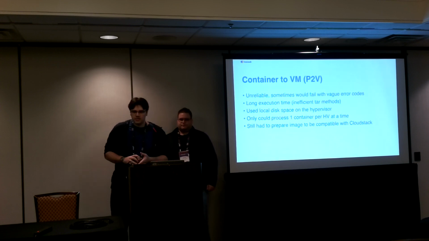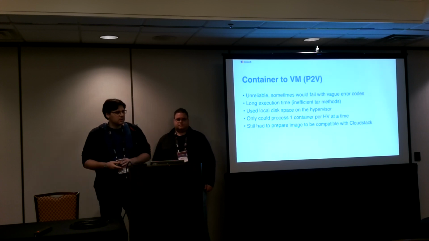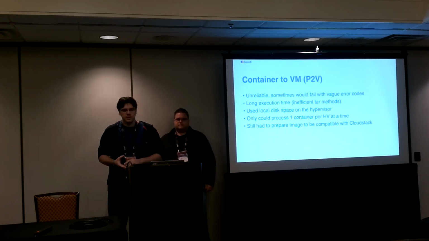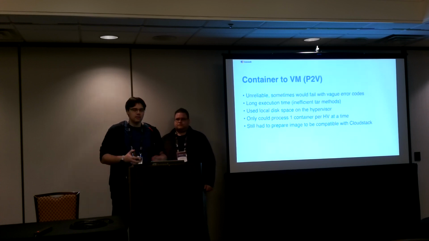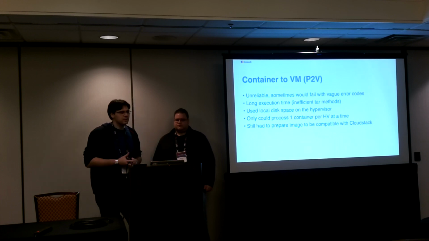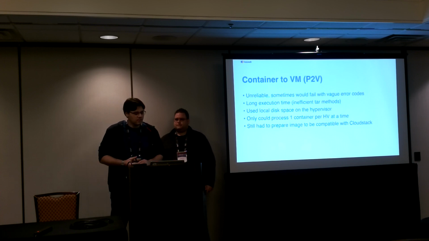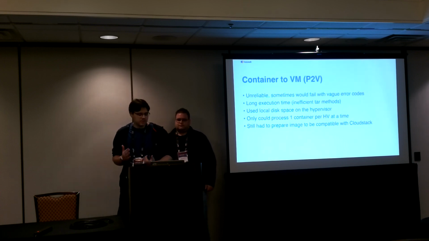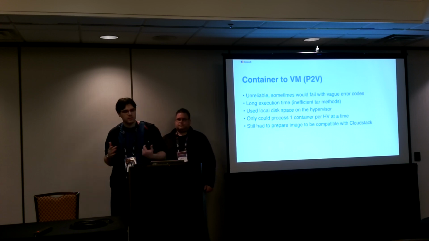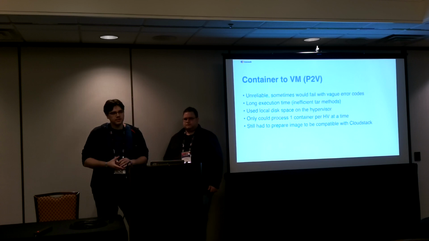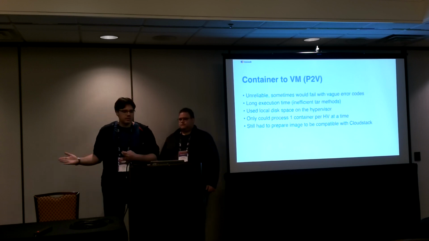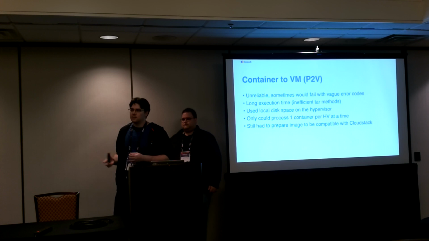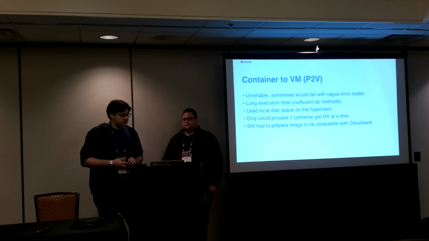It used a local disk space on the hypervisor. It used a temp partition, so it limited our use case basically to stuff that had enough disk space within the hypervisor to store the VM again. It could only process one container at a time per hypervisor, just the limitations of the process. Didn't really support any kind of parallel processing. And we still had to process that image to be compatible with the CloudStack environment. So we still had to upload all of the DHCP hook scripts. We still had to configure all the interfaces as a normal migration would.